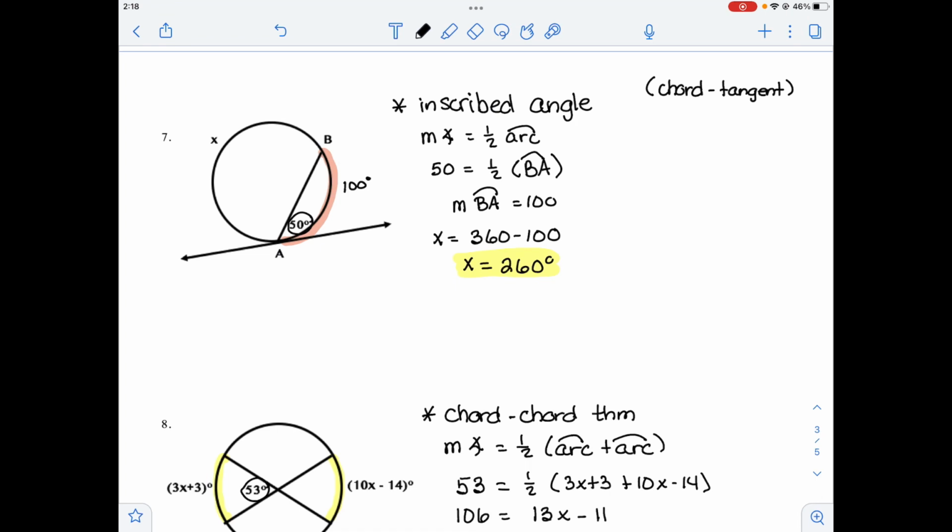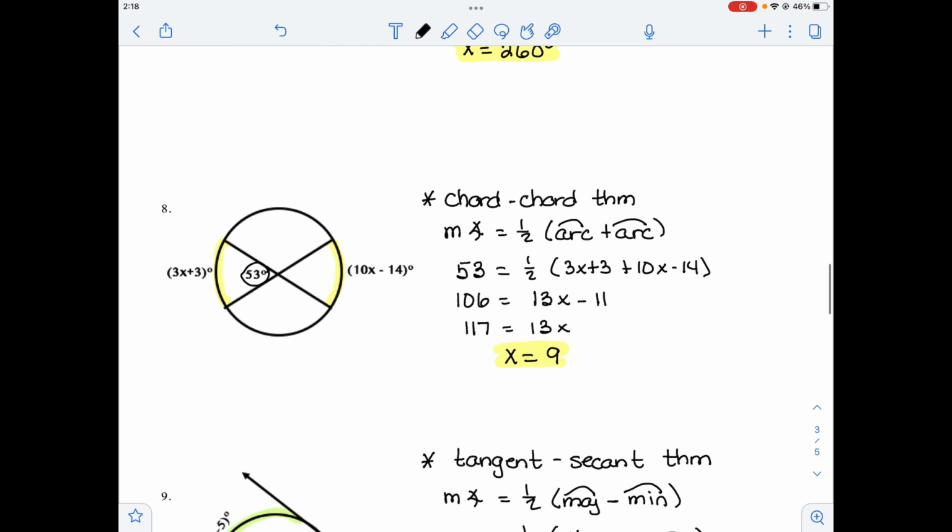So here's number 7. We had an inscribed angle, which helped us find the arc of BA, which then in turn, because we know that the whole circle is 360, we can then find x, which is 260. We did have a chord and a tangent there, but there is no formula for that. We use the inscribed angle for that.